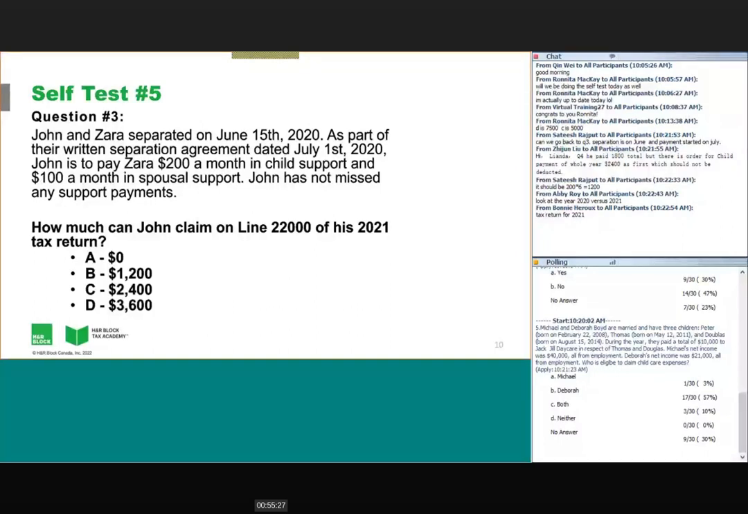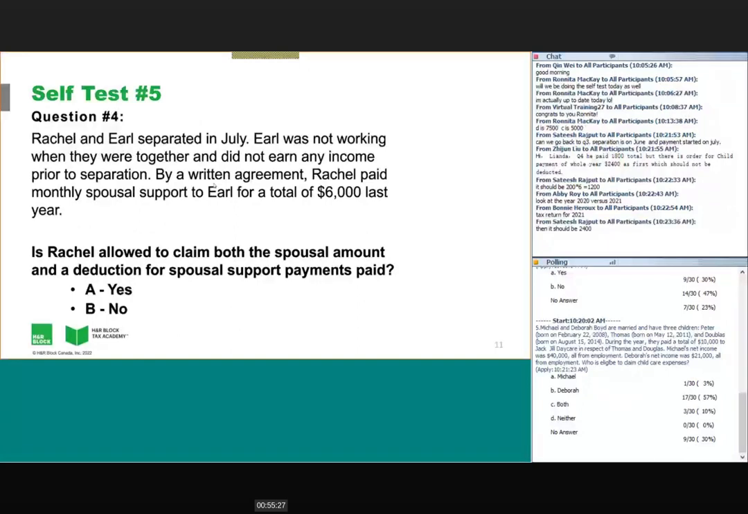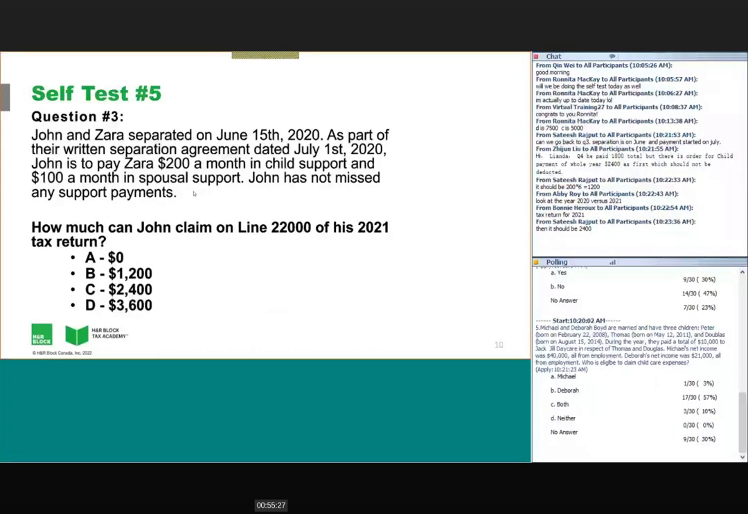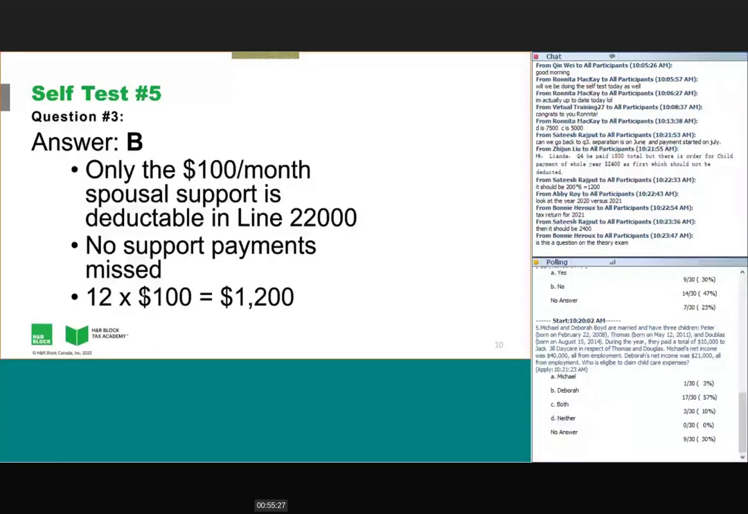So we have another question, Leanna, question 4. So let's go to question 4. Question 4 says he paid, sorry, okay, so you're saying, Satish, it should be, no, it's not $2,400. Sorry, how much can he claim on this 2021 return? Did we not say that?